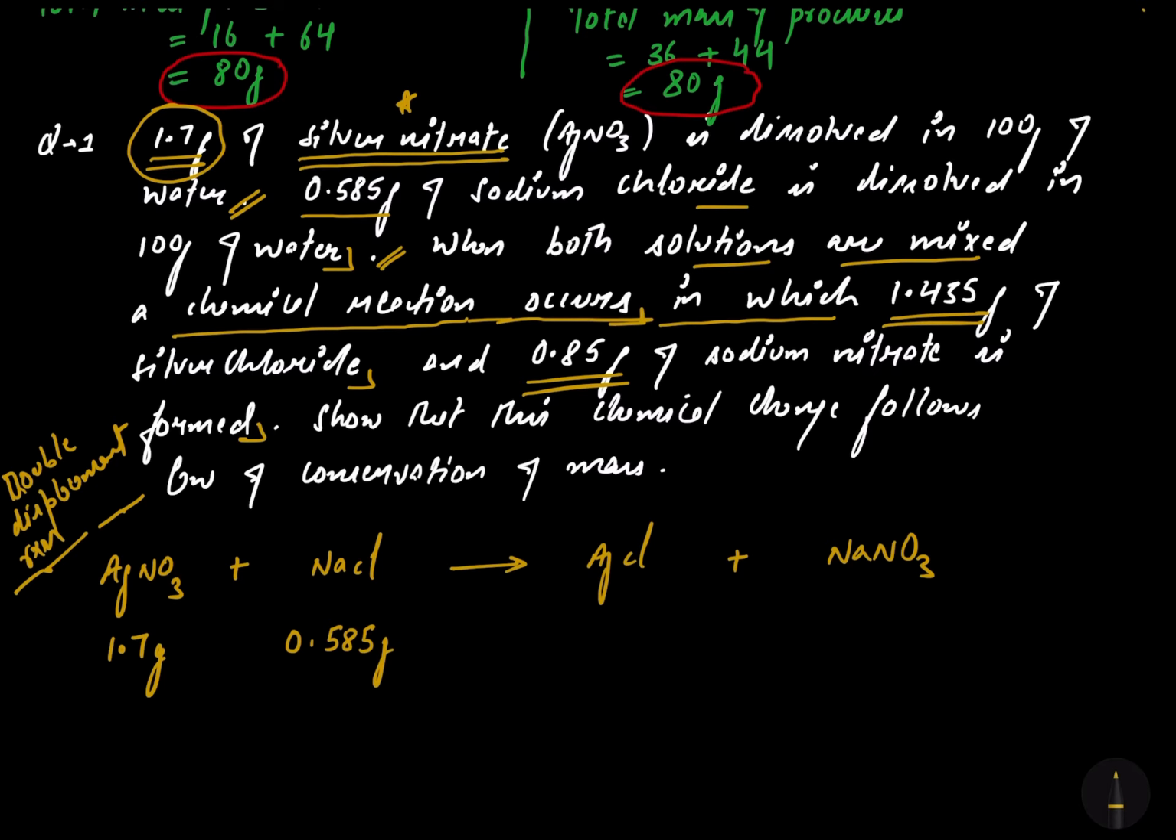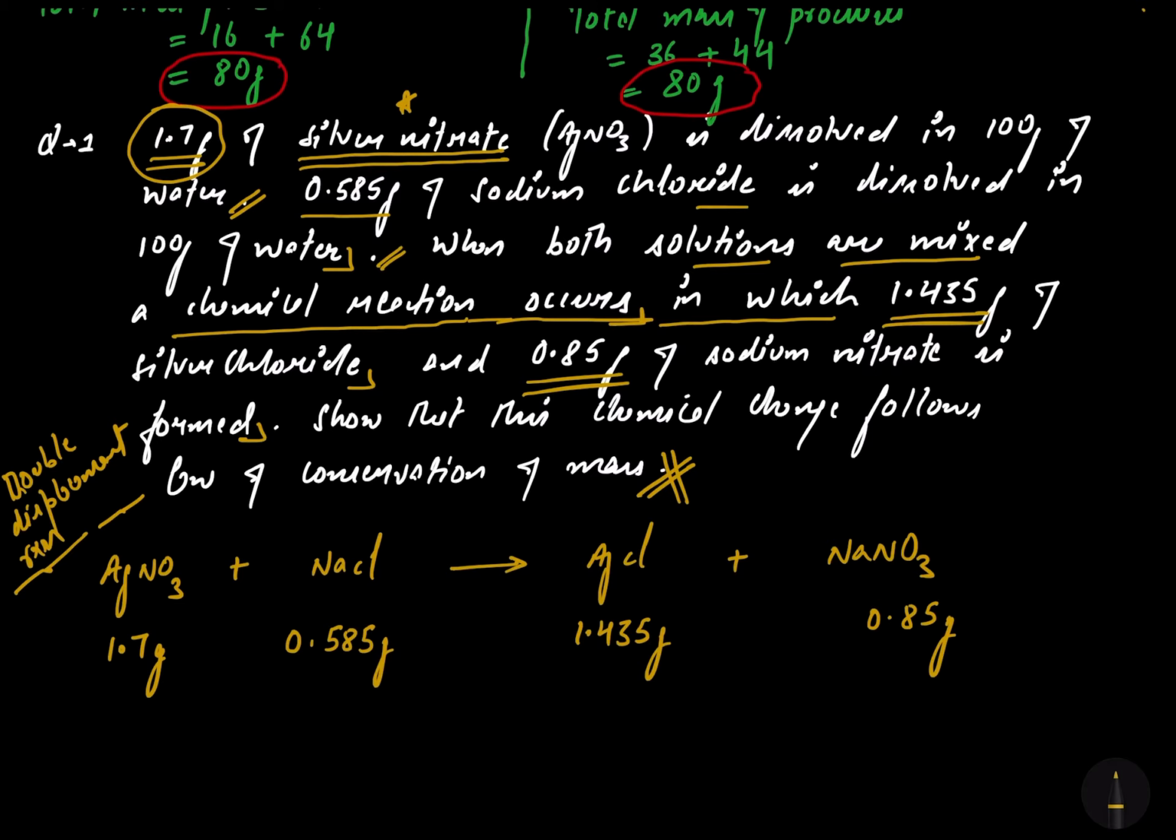0.585 gram of NaCl. When both solutions are mixed, a chemical reaction occurs in which 1.435 gram of AgCl is formed and 0.85 gram of sodium nitrate is formed. Show that this chemical change follows the law of conservation of mass. That's the question. So, before solving anything, firstly we have to see, is our reaction balanced?